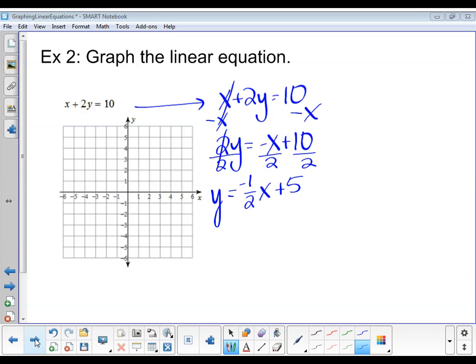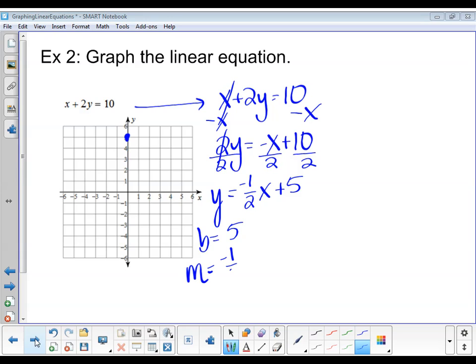Notice when I divided by the 2, I did divide every term in the equation by the 2. It is important that you do that. Now my equation is in slope-intercept form, so I can identify my b, which is 5. So I'm going to start up at 5 on the y-axis. Again, b is always graphed on the y-axis because it is the y-intercept.